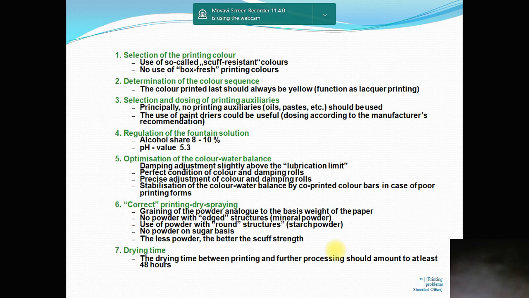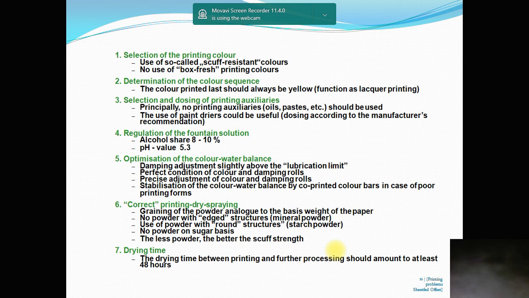Then, how to avoid this scuffing problem? Selection of printing colors. From the beginning, we have to think about that. This is a scuffing problem not only when it is coming to the finishing unit, where we find such problems, but at this juncture we cannot do anything. From the initial stage itself, we have to decide and carefully avoid this scuffing problem.